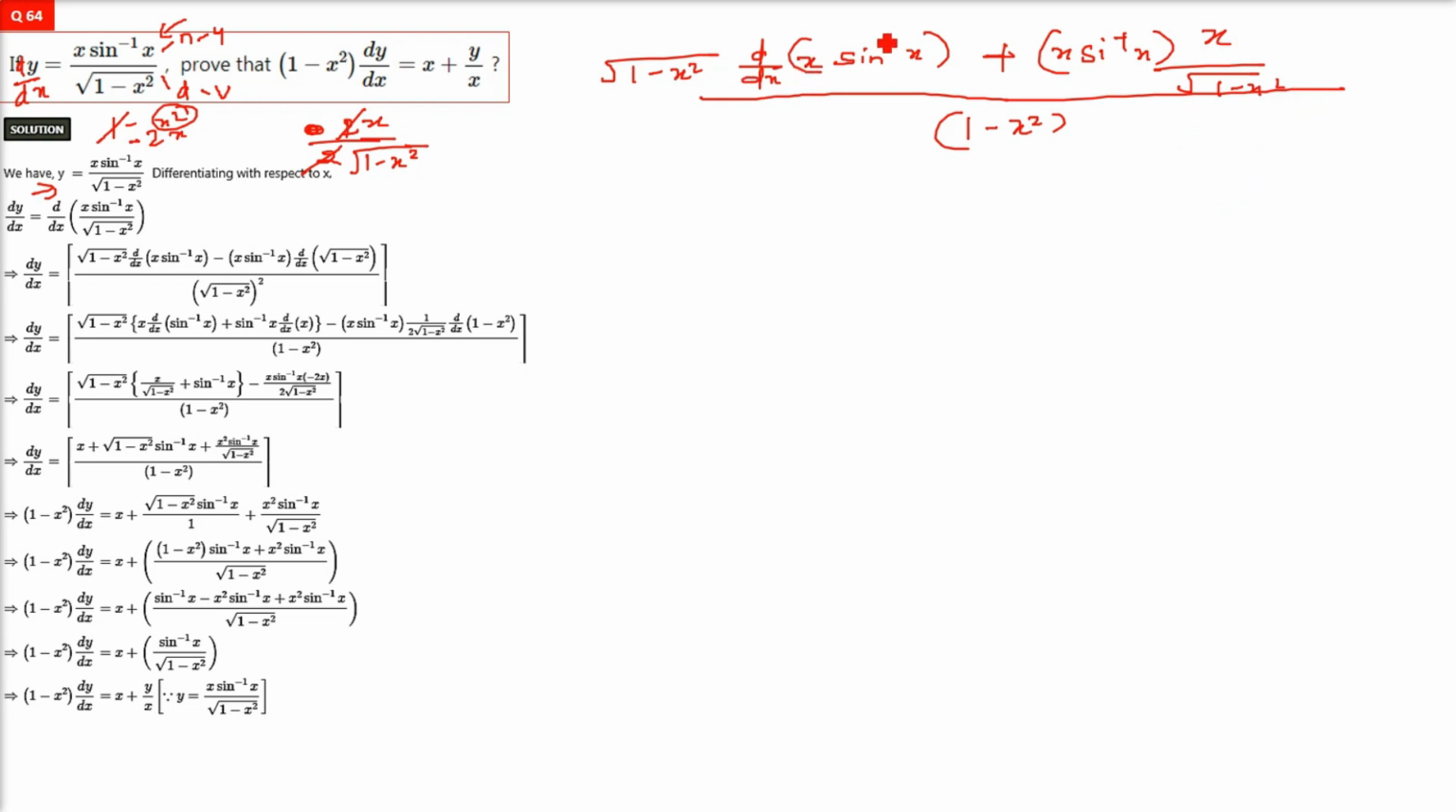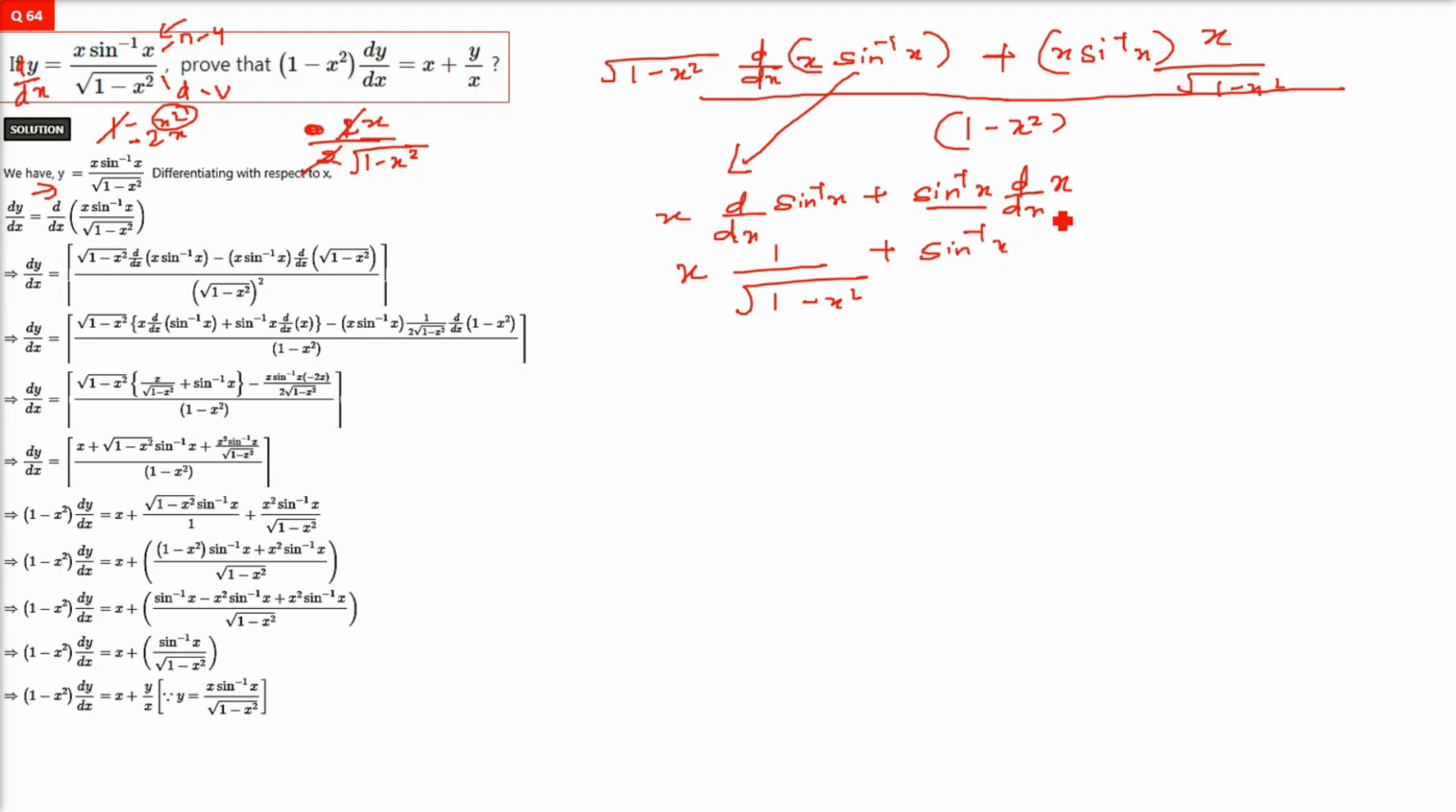Alright. Now, x sine inverse x we have to differentiate, and that will be done by the product rule. So let us see now. For x sine inverse x, we apply the product rule. First x, then d by dx of sine inverse x. Then we have sine inverse x and d by dx of x. So d by dx of sine inverse x is 1 by under root 1 minus x square, and then we have plus sine inverse x, and d by dx of x will be 1. I am not writing it, it will be just 1.